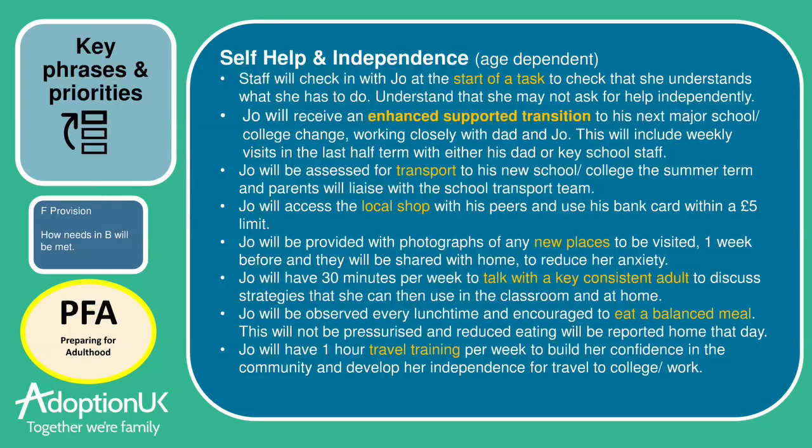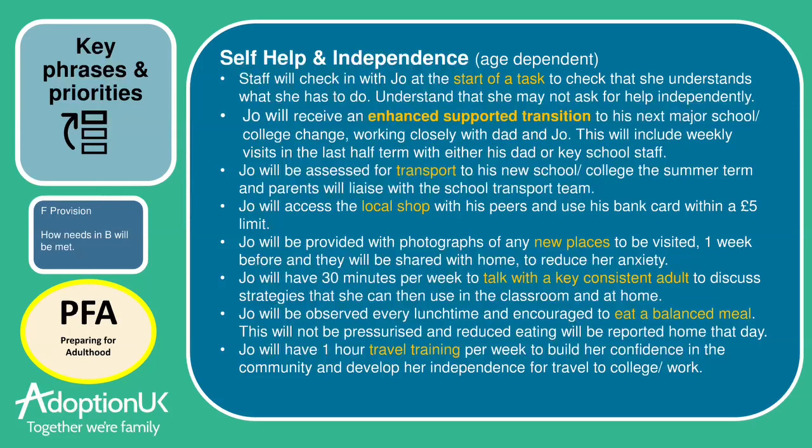Jo will be provided with photographs of any new places to be visited 1 week before, and they will be shared with home to reduce her anxiety. And that's around visiting new places and any activities outside of school. Jo will have 30 minutes per week to talk with a key, consistent adult to discuss strategies that she can then use in the classroom and at home. Key, consistent adult, time to talk.